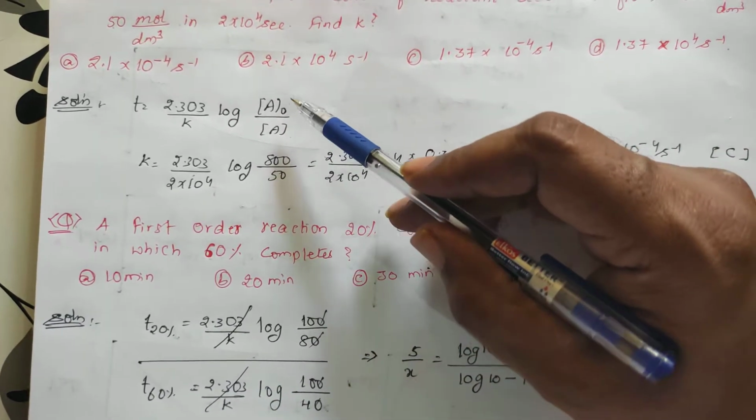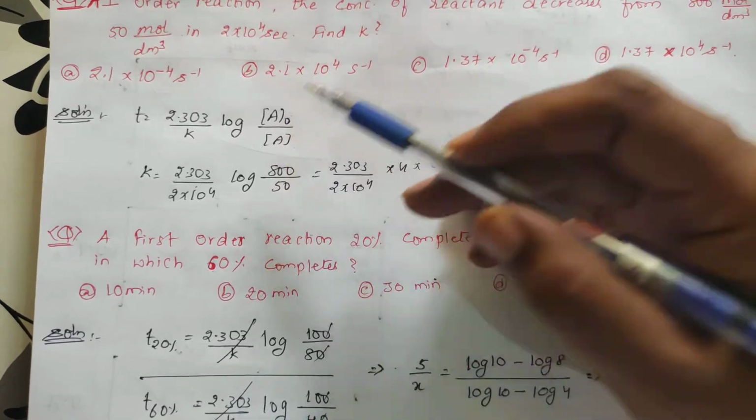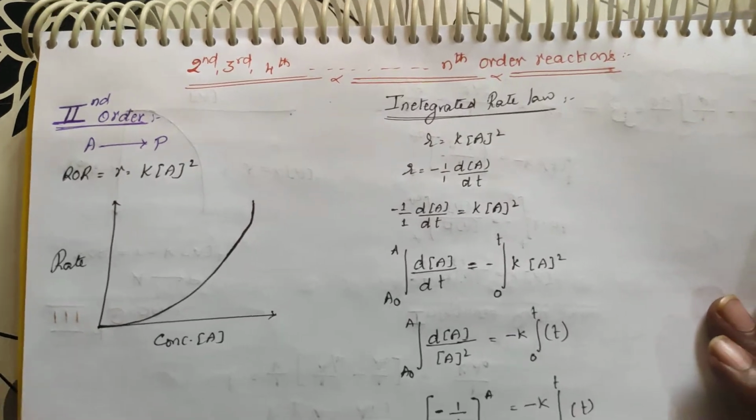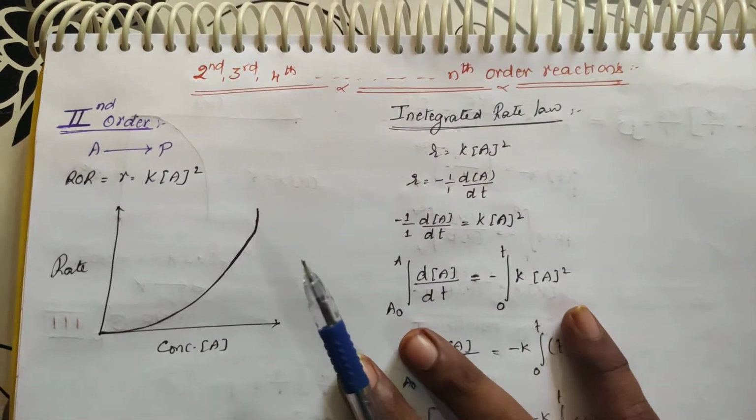If you ask for 60%, here you will be taking 100, here you will be taking 40. Okay, 100 by 40, if it is 60% completed. Right? Next. So, till now we have discussed with respect to the first order. Now let us go for second, third, fourth and so on up to nth order.